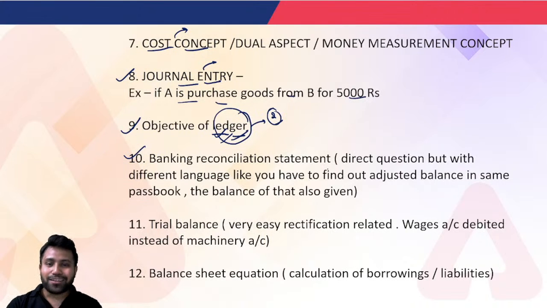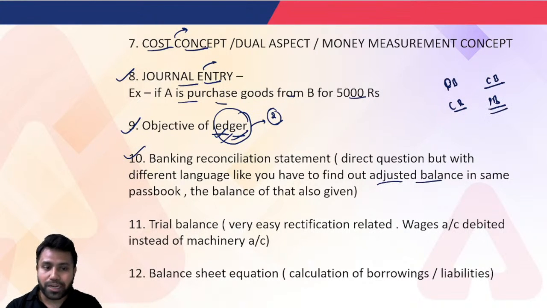So for the bank reconciliation statement, there were direct questions, but in different language. Like you have to find out the adjusted balance. We discussed with that what the cash book balance will be if the passbook balance is given, or what the passbook balance will be if the cash book balance is given. That may appear in the examination. But this time the examiner asked in different language.